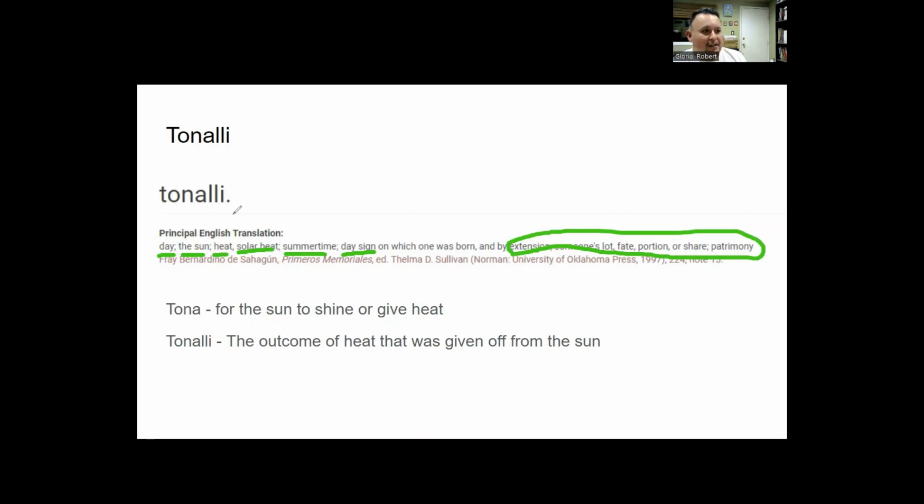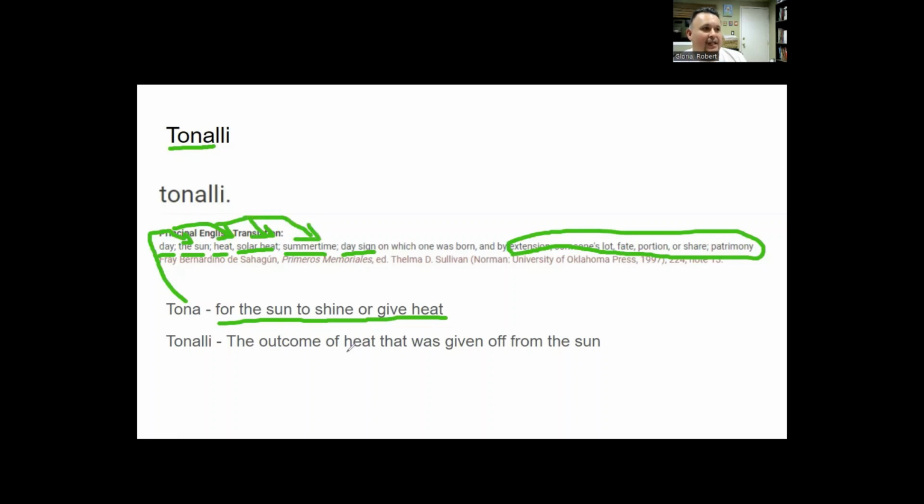So let's take a look at the verb, because the verb's going to tell us why this noun has so many different meanings. So look, tona is for the sun to shine or to give heat. That's what the verb in the word means, tona. So tona is a very, very important word, and it's referring to the sun shining and the sun giving off heat. And so therefore, by extension, that's why it makes sense that all these other words can come from it.